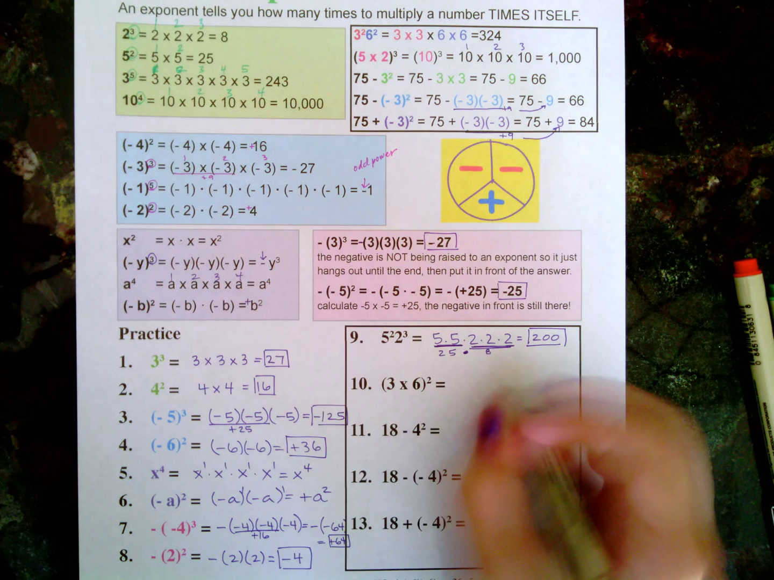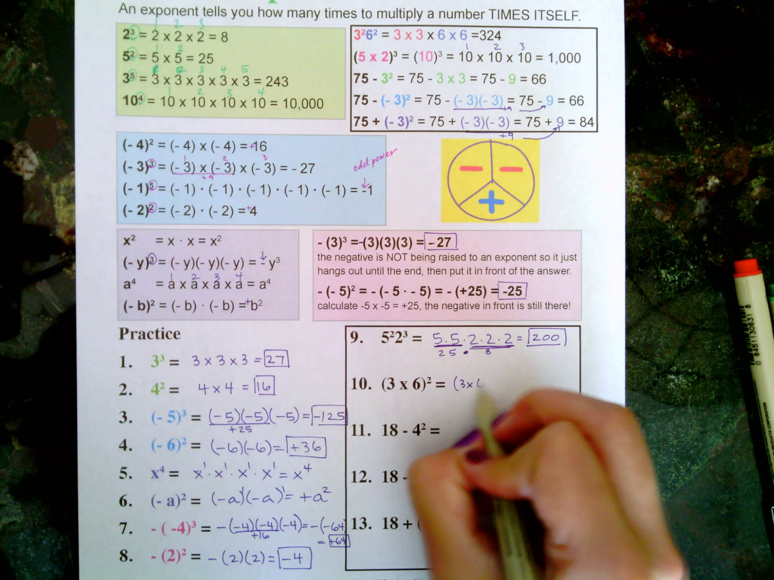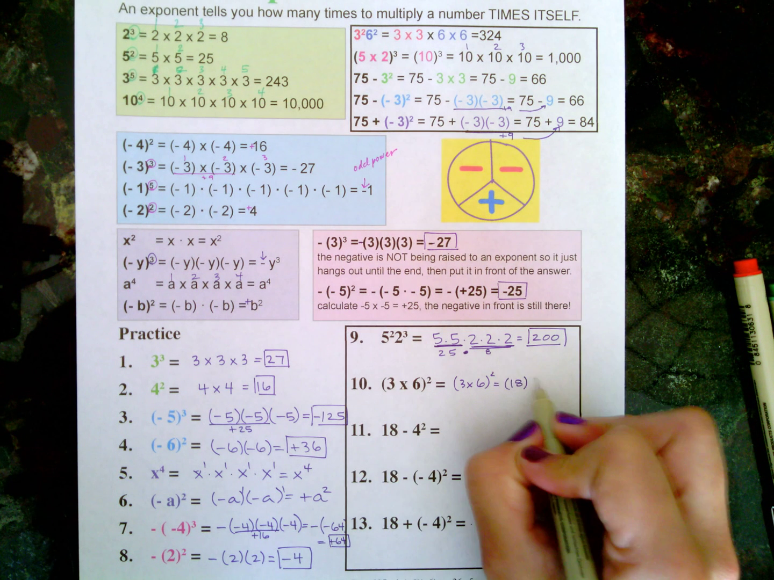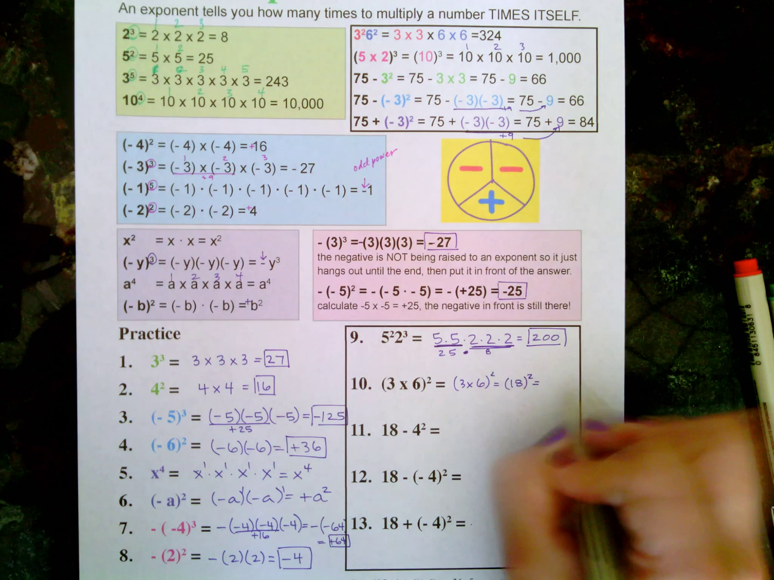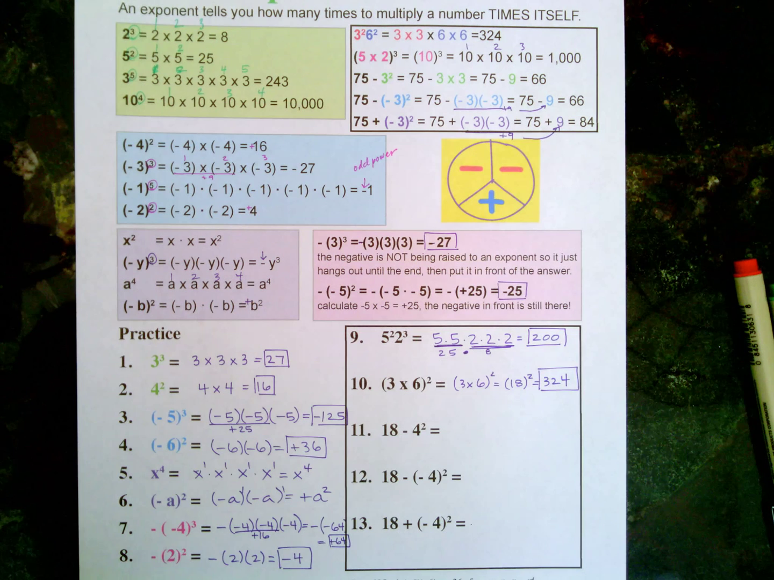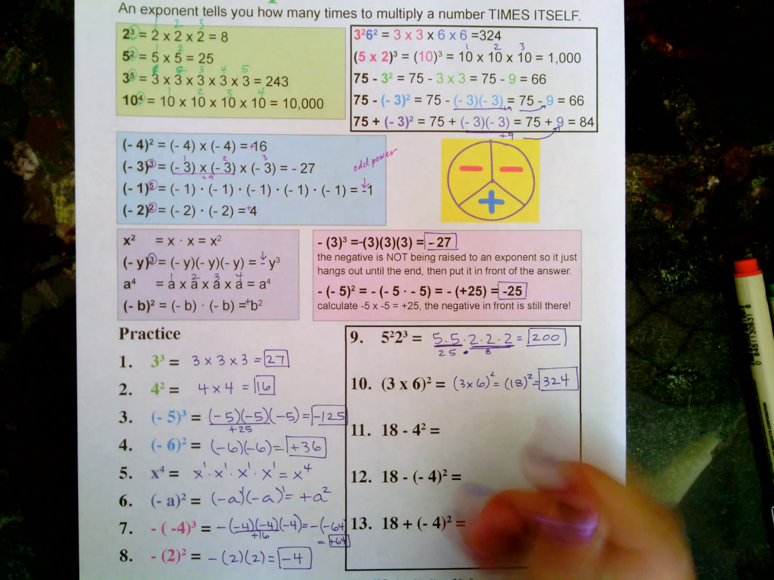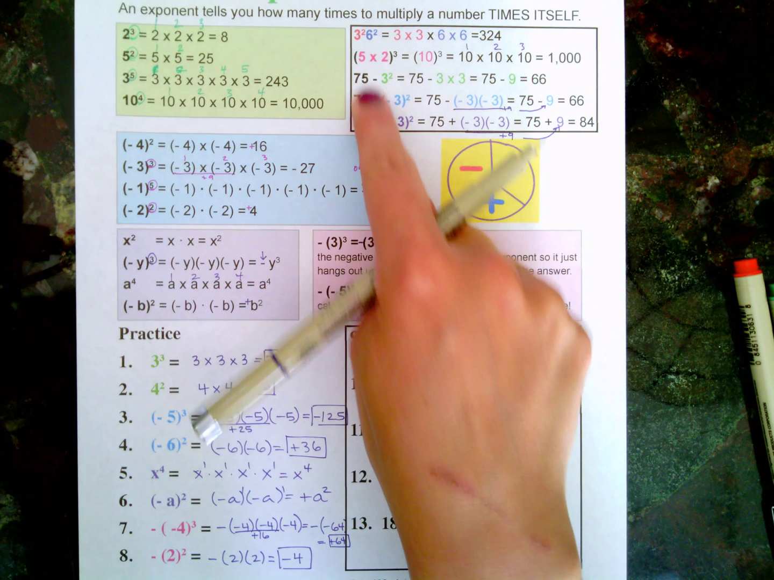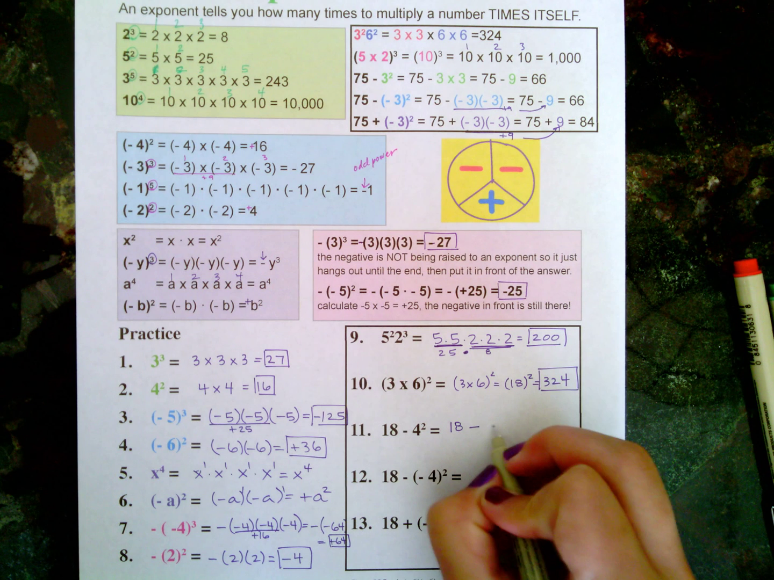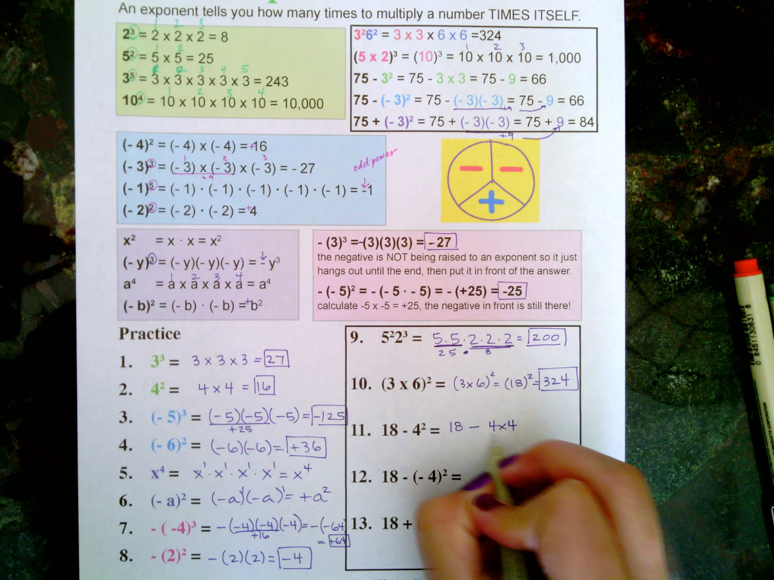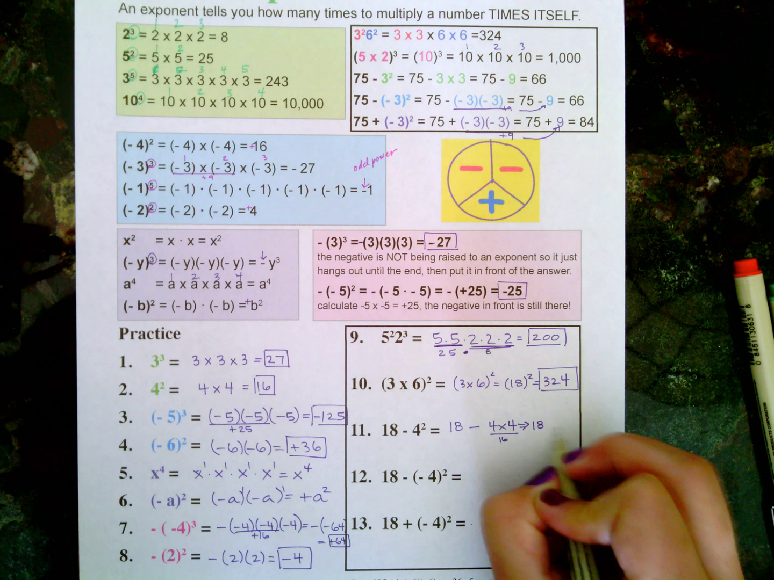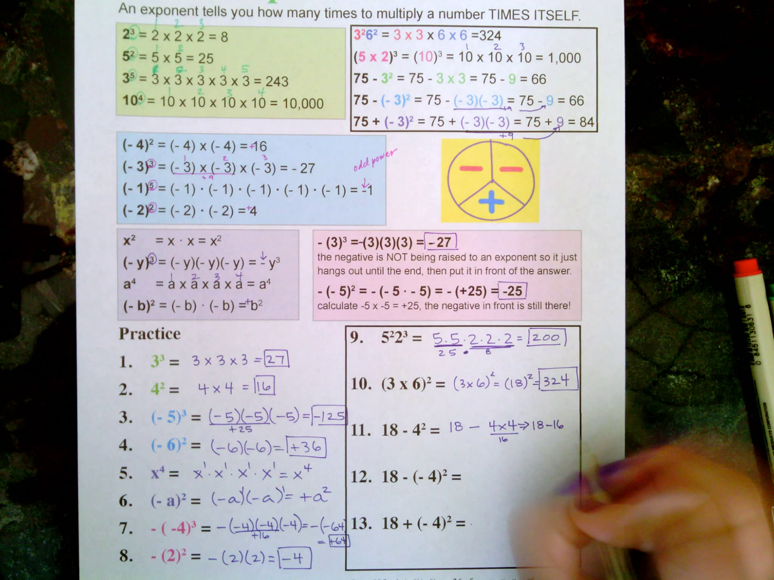Okay, 3 times 6 squared. So 3 times 6 is 18. And 18 squared is 324. 18 minus 4 squared. Okay, so now we're kind of looking back at these examples right here, these 375 examples. 18 minus 4 times 4. 4 times 4 is 16, so we're going to take this one step further and say 18 minus 16, and that's just going to leave us with 2.